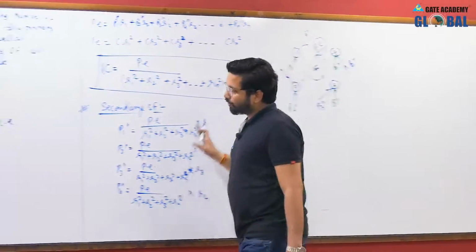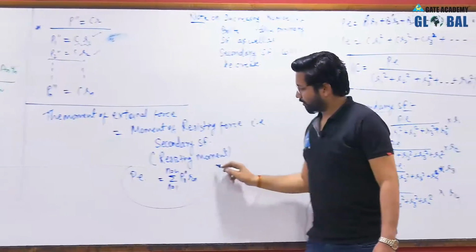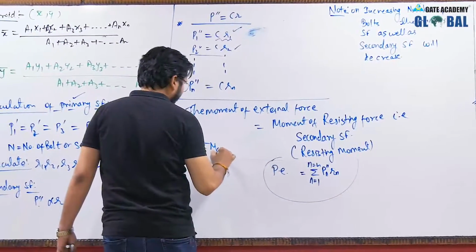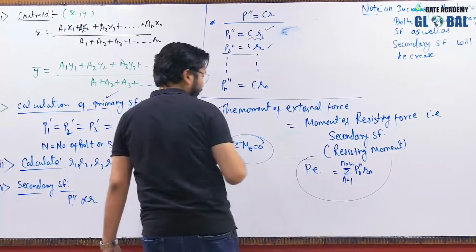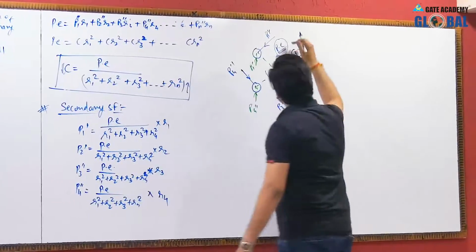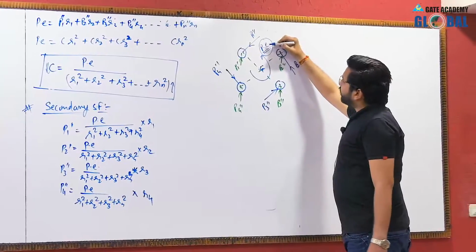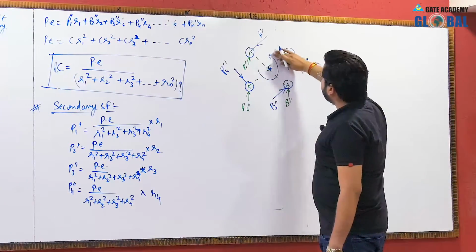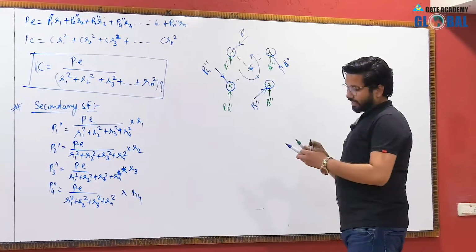And why is it so? Because this equation is being followed. This is the condition of static equilibrium. This equation is from the condition of static equilibrium. So the summation of moment about the centroid will be equal to 0. Hence, this equation will be obtained. So you can see that the resulting moments are also having a magnitude of P into E. So this will be the direction of primary and secondary shear forces.